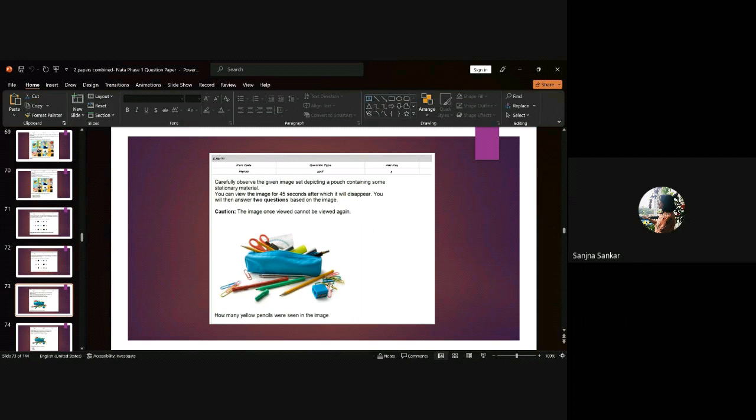The first question: how many yellow pencils were seen in the image? So the answer is 3. 1, 2, 3.